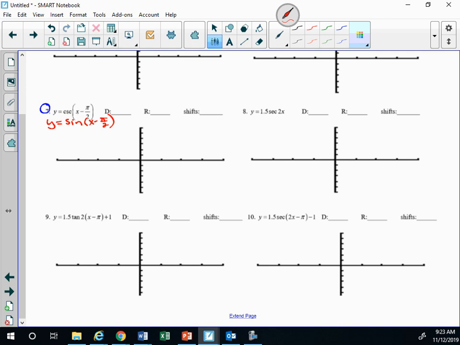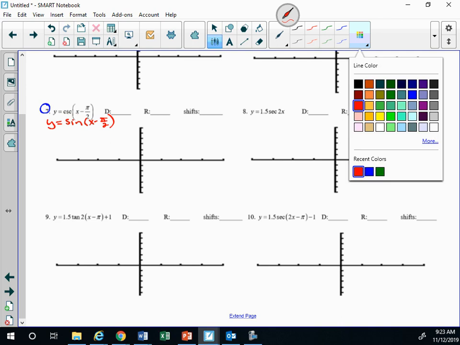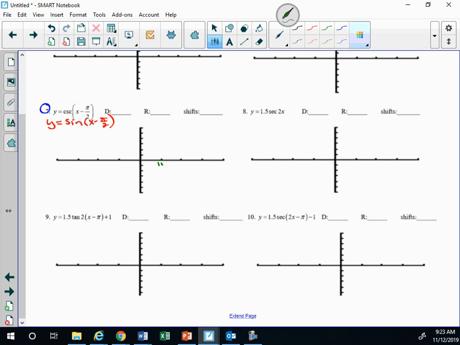You guys want to try this one? You can do it. At least get the sine graph down, and then if you're scared about how to turn it into cosecant, we'll do that together, okay? There's not a period change on this one, so it's the normal labels. John, are you labeling your x-axis? Not yet.